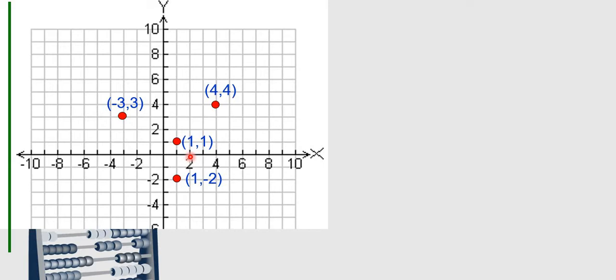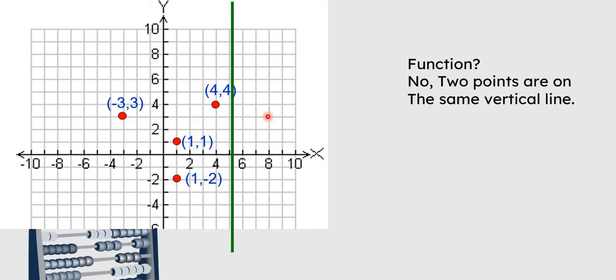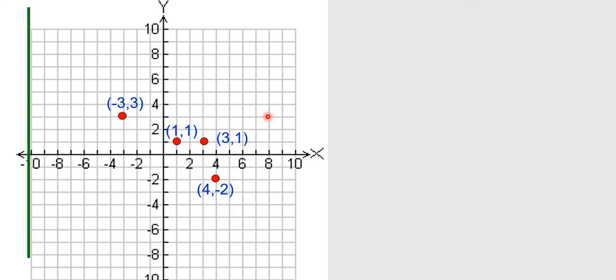Say for example, this one. If this line here will be touching more than one point in this set of ordered pairs, then this is not a function. So let's see. Did you see it? As you might have noticed, when the vertical line passed by here, it passed by 2 points, this point and this point. Therefore, this relation is not a function. There you go. How about for this one?